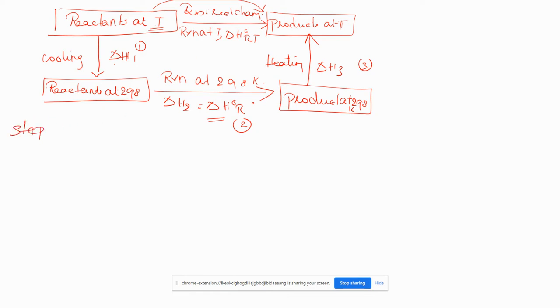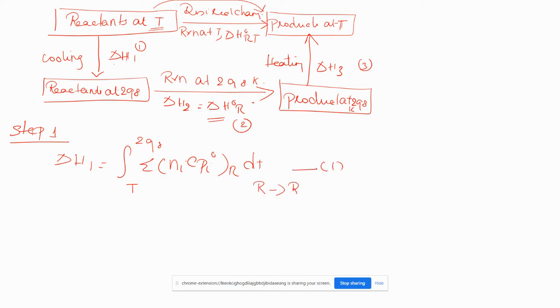Now one by one we will do the derivation. So step 1, what is step 1? The reactants are cooled from temperature T to 298 Kelvin. The enthalpy change for this, from T to 298, is given as the integral of sigma Ni Cpi of R dT. This is equation number 1, where R represents the reactants.